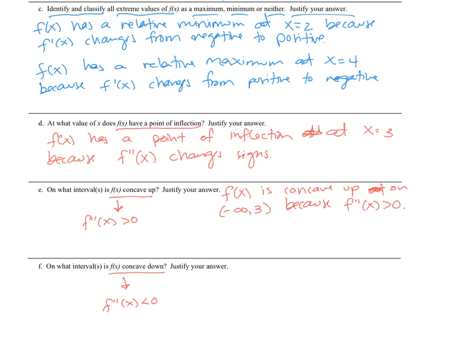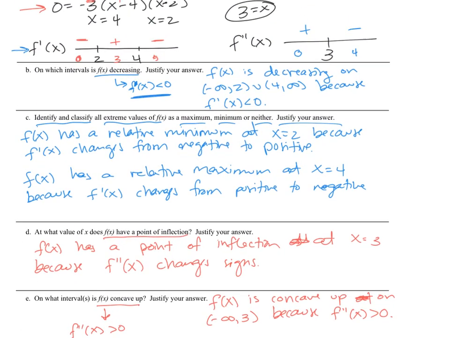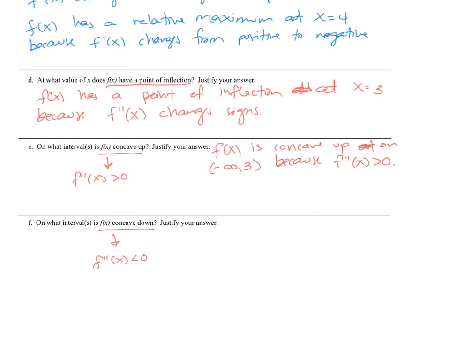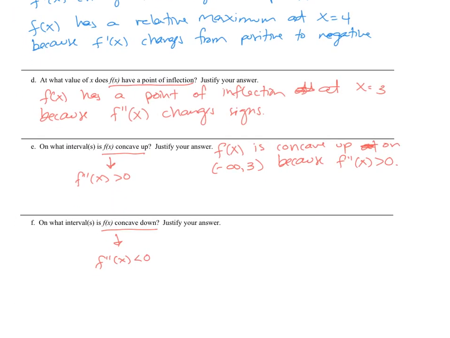So I'm going to say, looking at my sign chart, f double prime of x is negative for all x values greater than 3. Okay, so I'm going to say f of x, spell it out, is concave down on the interval 3 to infinity, or you can say x greater than 3, because f double prime of x is less than 0 or negative.